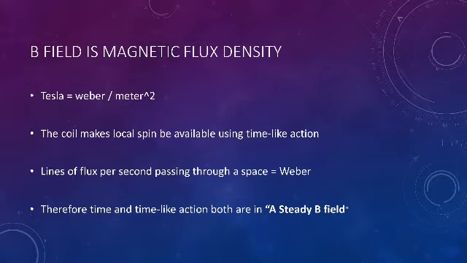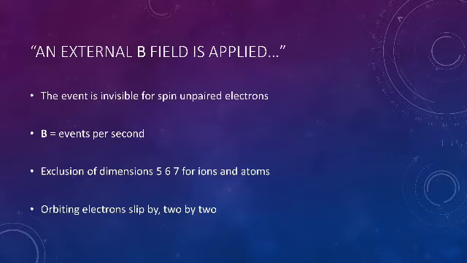So at the bottom line here, time and time-like action both are in a steady B field. So when people talk about, quote, an external B field is applied, unquote, to your experiment, that's action. There's something moving. It's combing. All the little lines are being combed. And the event is invisible, and it's affecting spin unpaired electrons.